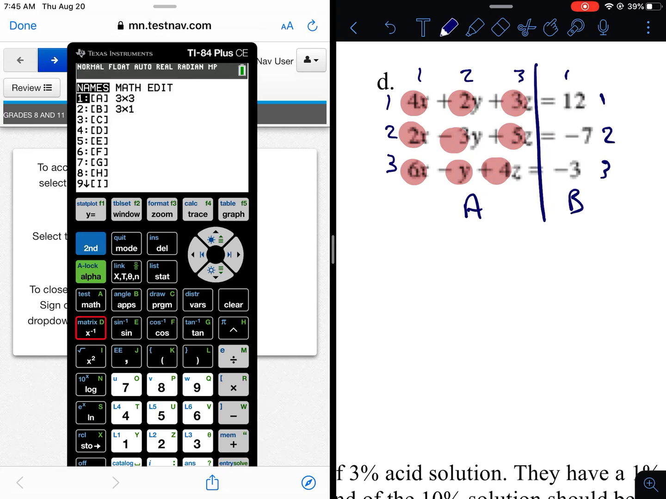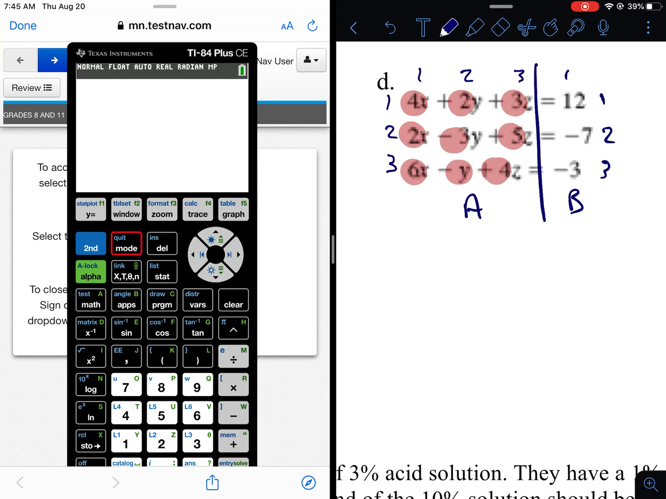We can look at this if we want. We have matrix A and B both in there, 3 by 3, 3 by 1. We're good to go. Now the magic happens once again. You're going to go to quit, which is just second in mode. You see the little blue there. It says quit. That gets me to the home screen.